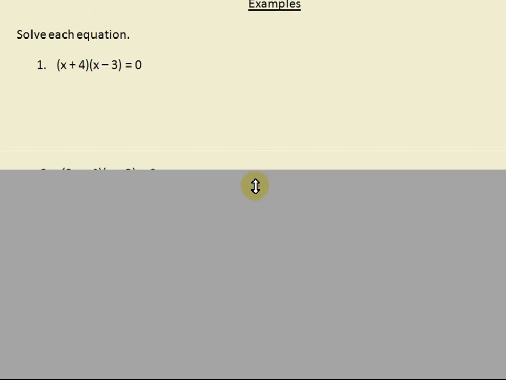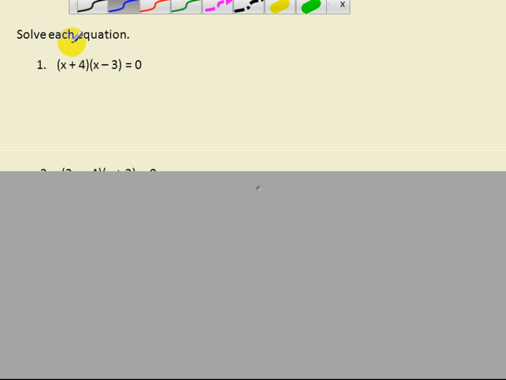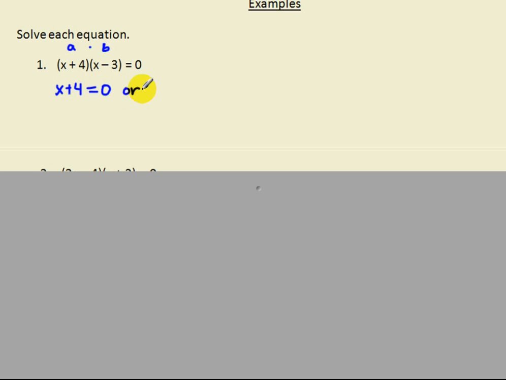Here we have the directions: solve each equation. Number one, we have (x + 4)(x - 3) = 0. So here the x + 4 is equivalent to a, and x - 3 is equivalent to b. We're multiplying them together and getting 0, so one of those two, a or b, has to be 0. So we can write out that x + 4 = 0, or x - 3 = 0. One of those two quantities has to be 0 in order to get a product of 0.